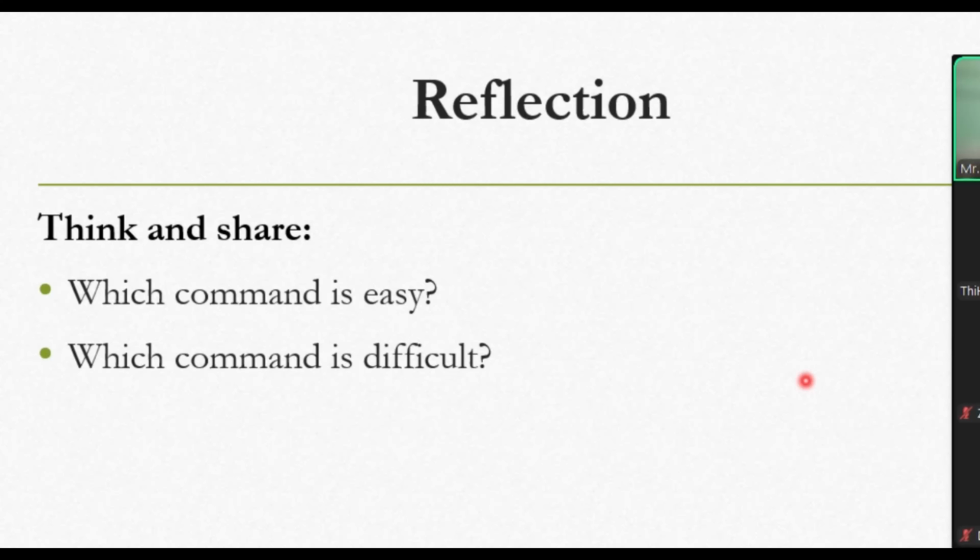Okay, thank you. So the second teacher, let's say another teacher, please answer the second question. Which command is difficult? Think about a situation where you have to give a command that is difficult for you.